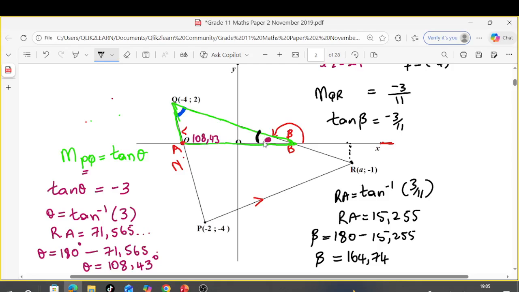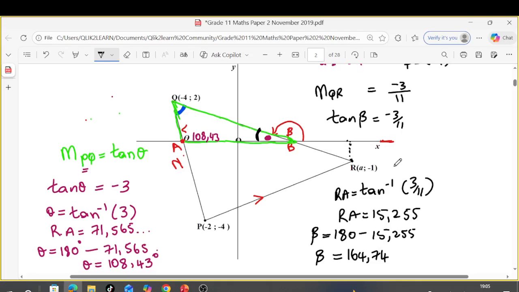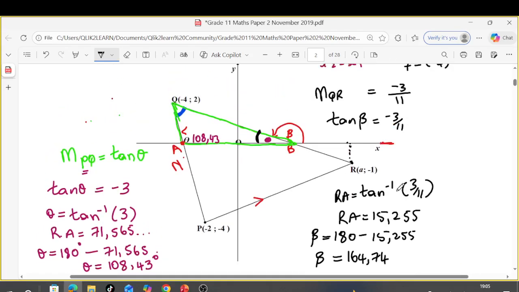Angles in a straight line add up to 180. So to find that angle, I'm going to take 180 minus my beta. What can we call that angle? Maybe we can call this beta 1, beta 2. Let's call this beta 1. Let's call this beta 2. So now we know what beta 2 is.